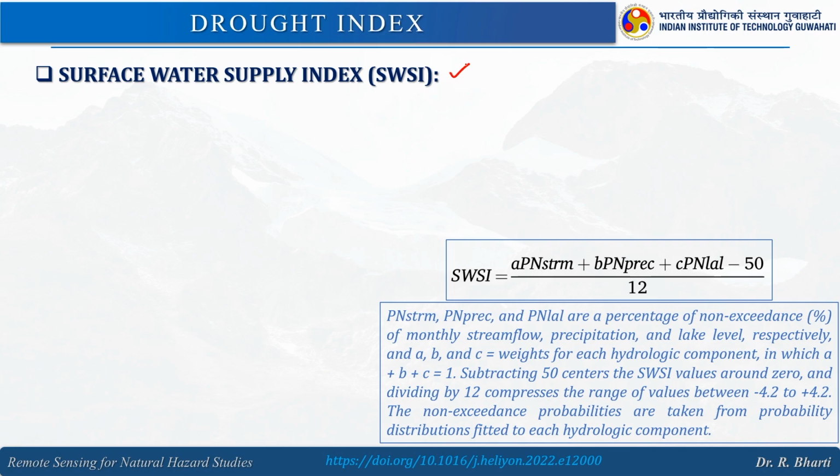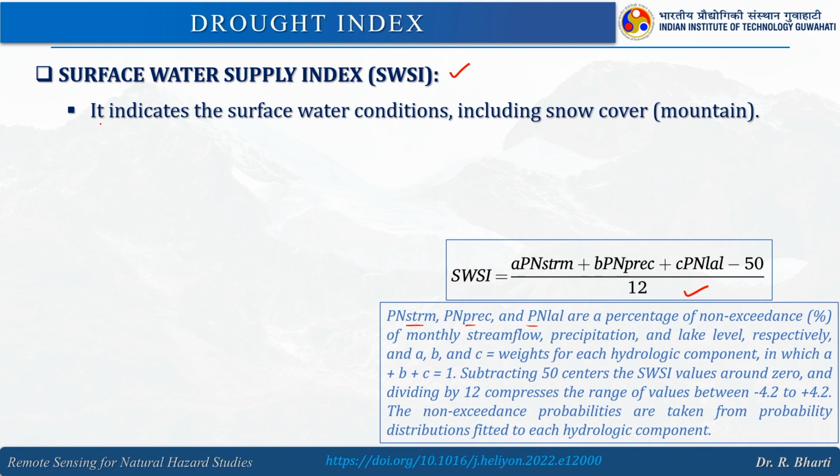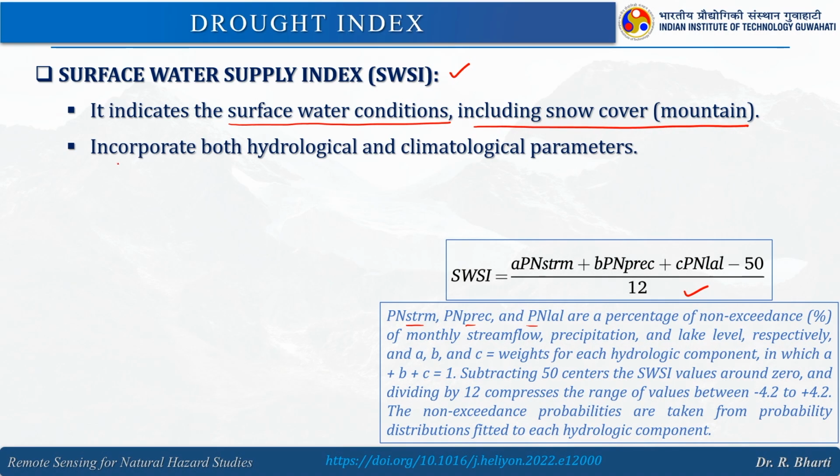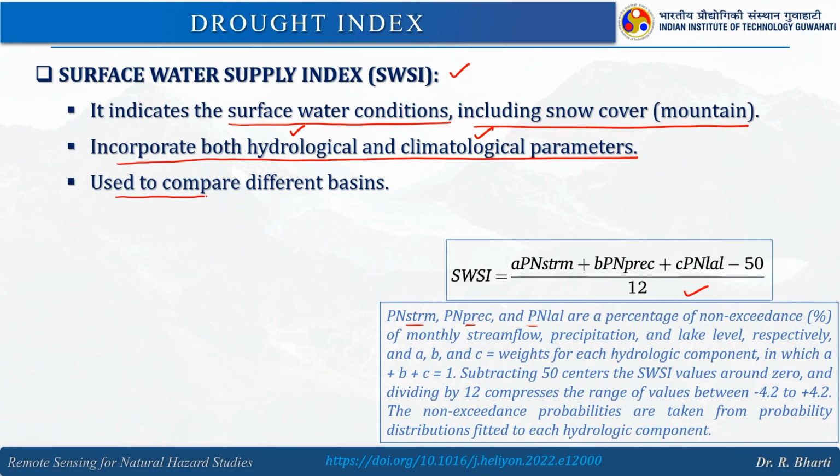Now comes the SWSI. It can be calculated using this equation, and the details are given here. What it says is, it indicates the surface water condition including snow cover. It incorporates both hydrological and climatological parameters. So, here both hydrological and climatological parameters are included. Remember always, it is used to compare different basins.